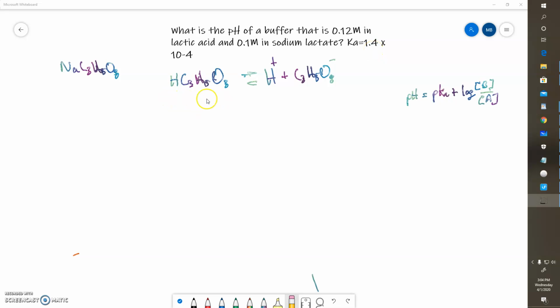And here I have the equation, which this galaxy pen's driving me nuts. It's bleeding like crazy. It's hard to see, but again, the same concept. We have H plus and C3H5O3 minus, and this is my salt. The sodium part will be my spectator ion, and this will be the anion, the negative part.